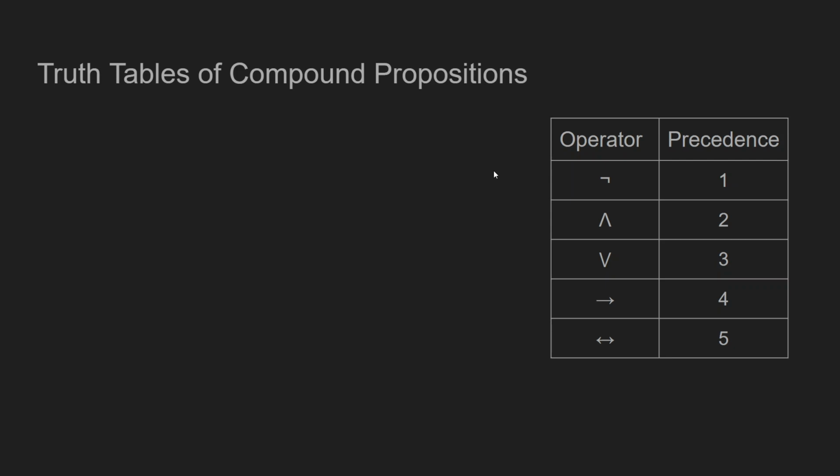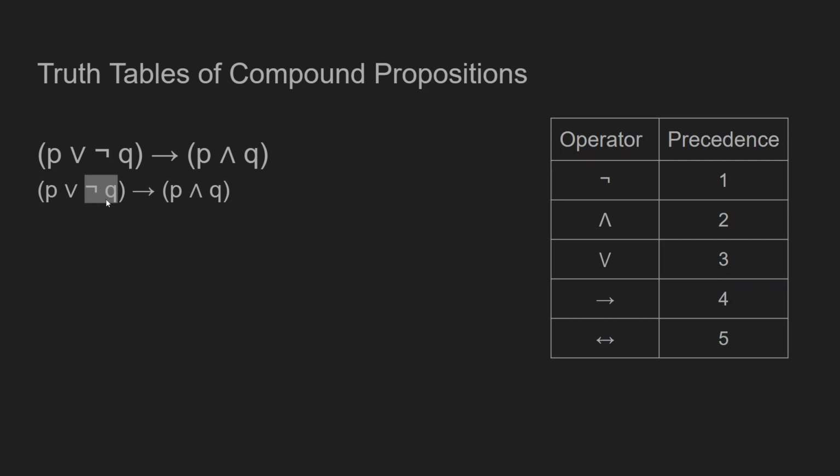Now we will see our truth tables of compound propositions. Here is the compound proposition: P or not Q, conditional statement P and Q. That means if P or not Q, then P and Q. Here is our precedence of logical operators.